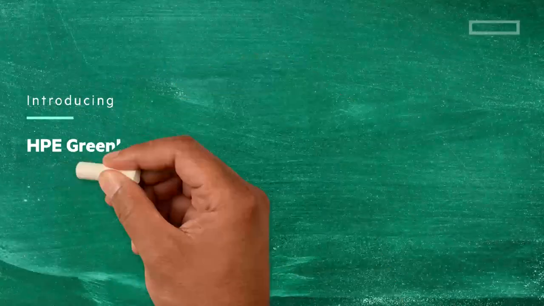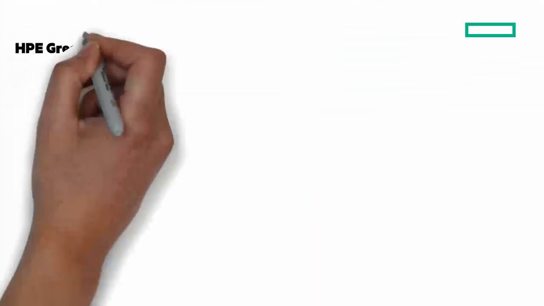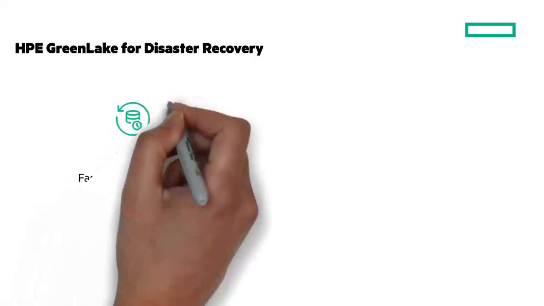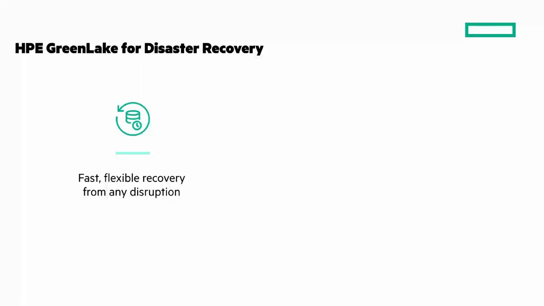In this short take, I'm going to give you an overview of HPE GreenLake for disaster recovery. There are three things that really stand out with HPE GreenLake for disaster recovery. Fast, flexible recovery from any disruption. Recover in minutes to a state seconds before any disruption.